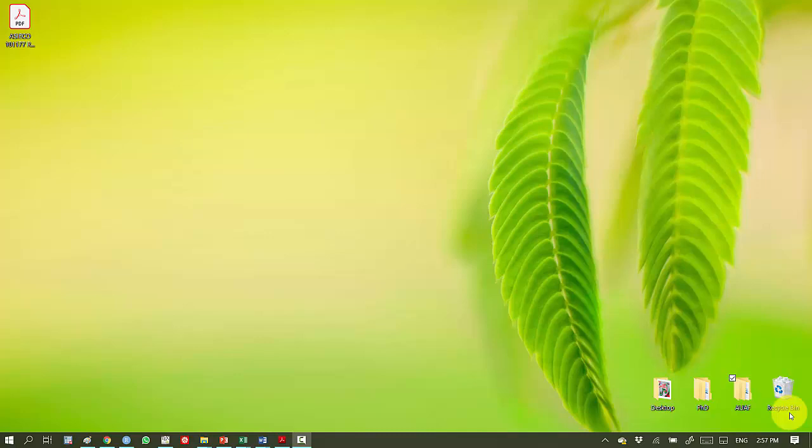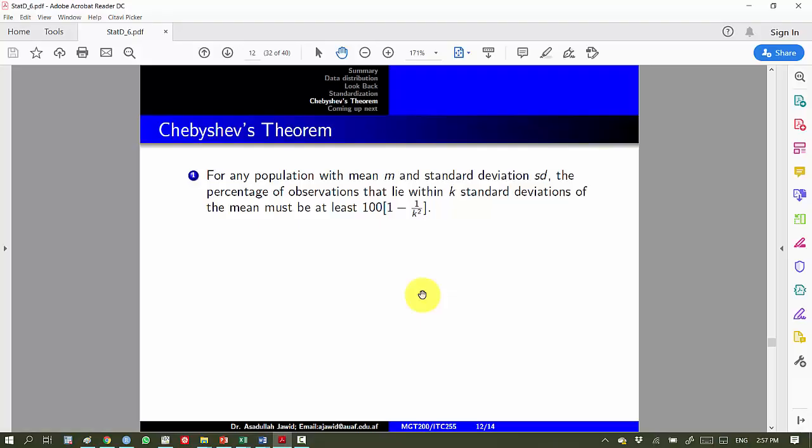In many applications in statistics, we are interested in constructing intervals around the center of our observations that contain certain percentages of our observations. This is made possible by a theorem called Chebyshev's theorem. For any population with mean m and standard deviation d, the percentage of observations that lie within k standard deviations from the mean must be at least 100 times 1 minus 1 over k squared.